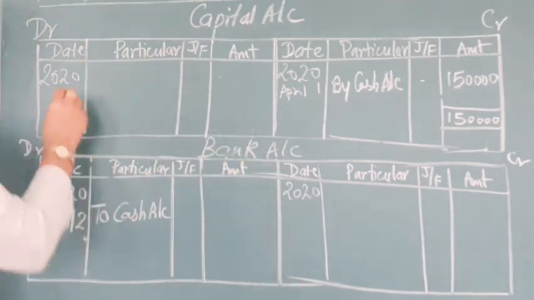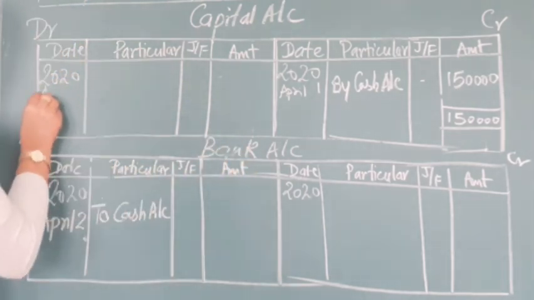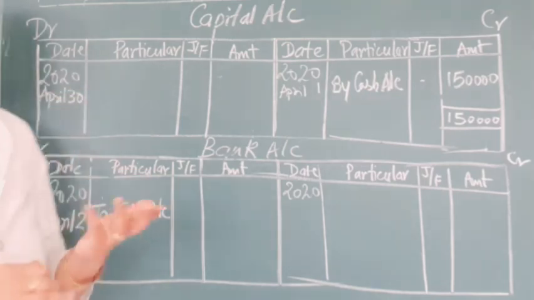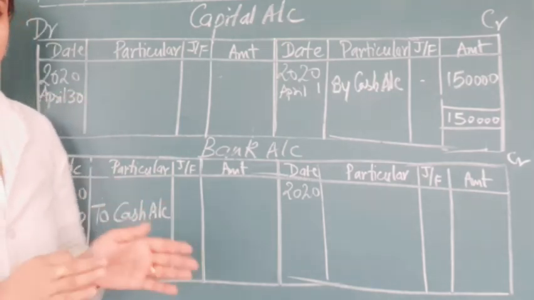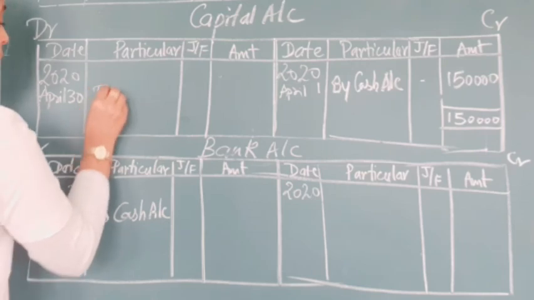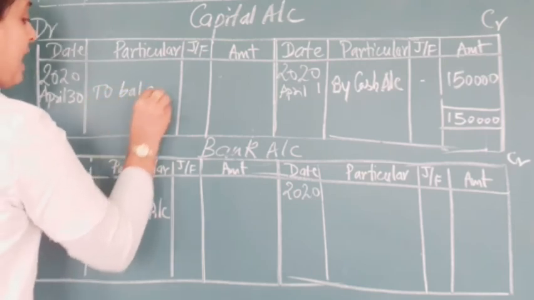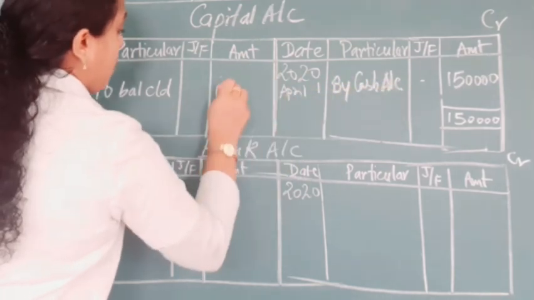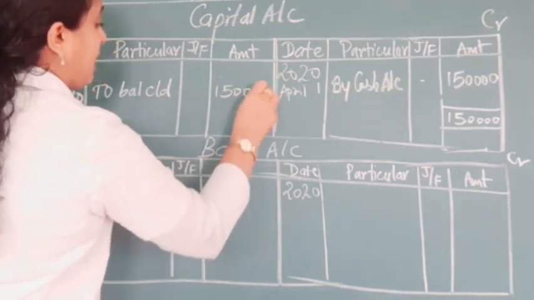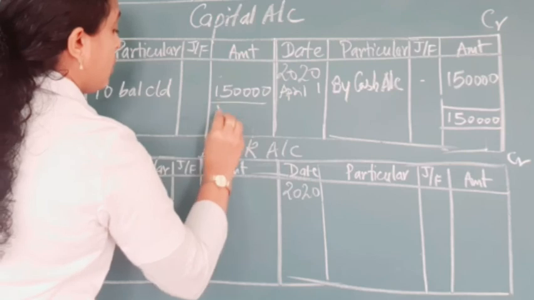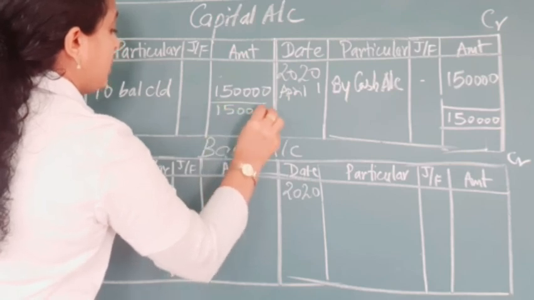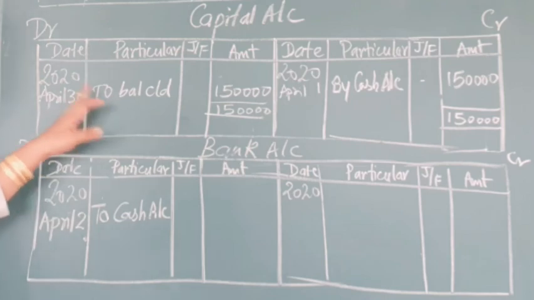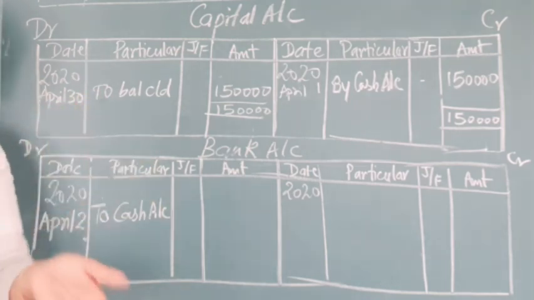So to make that happen, you can write here April 30th. April 30th is the last day of April. So to balance carried down. How much is the amount carried down? That 1,50,000 you can carry down here. Make the total of it as 1,50,000 on both sides, and this capital you will use the next month also.